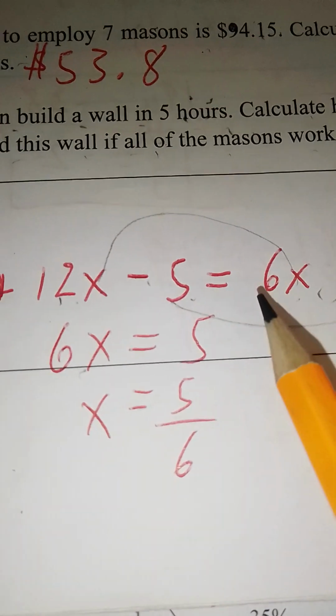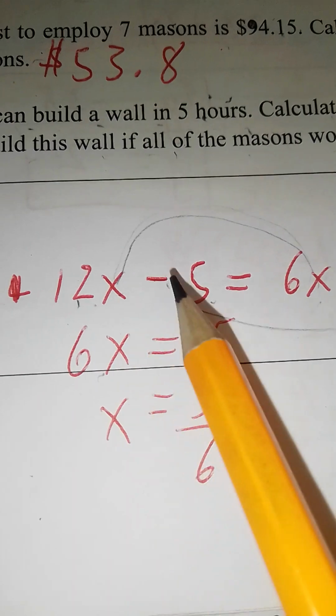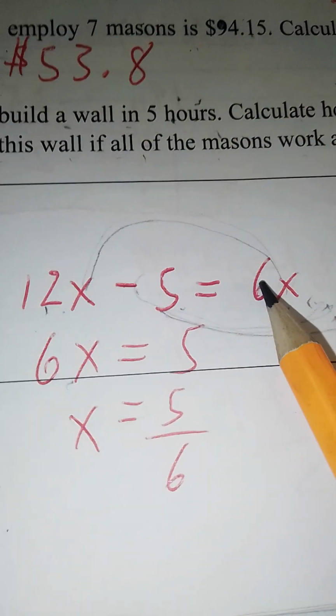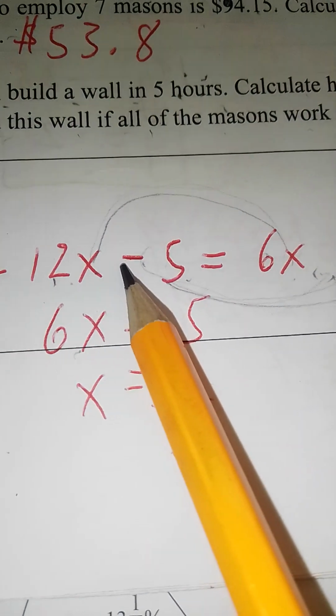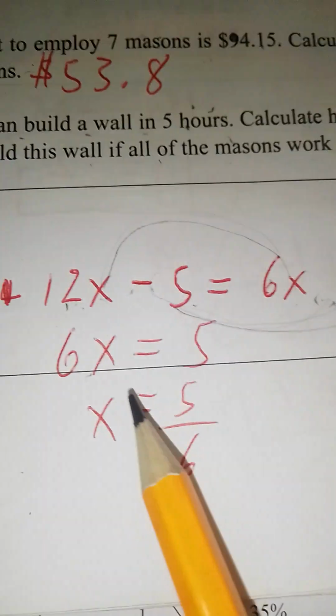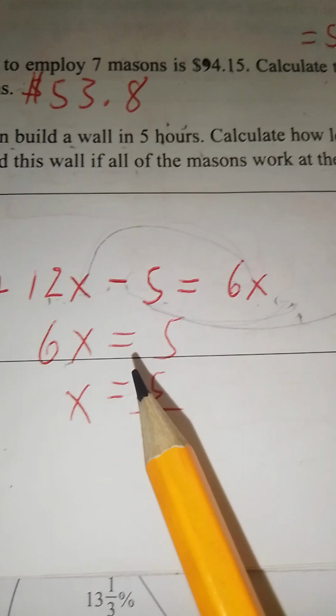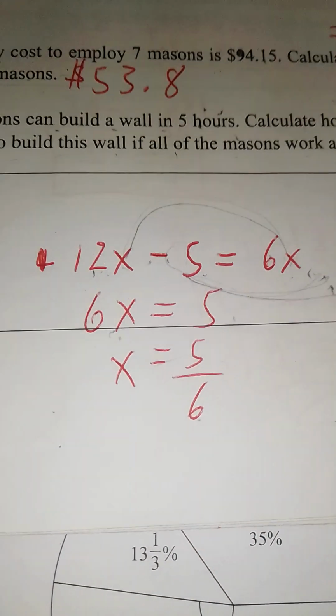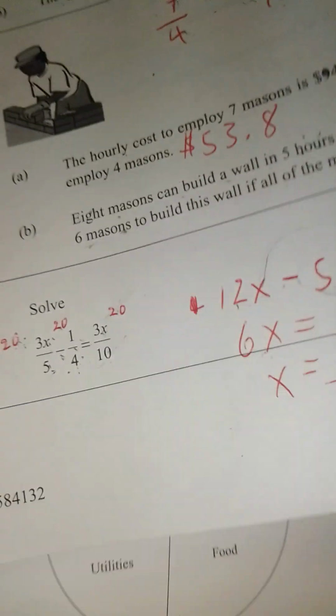two-step equation here. I'm going to bring the 6 over here. I'm going to take the 5 over here. The minus 5 now becomes a plus 5. The positive 6 now becomes a negative 6. 12x minus 6x is just 6x. 6x is equal to 5. Divide both sides by 6. x is equal to 5 over 6.